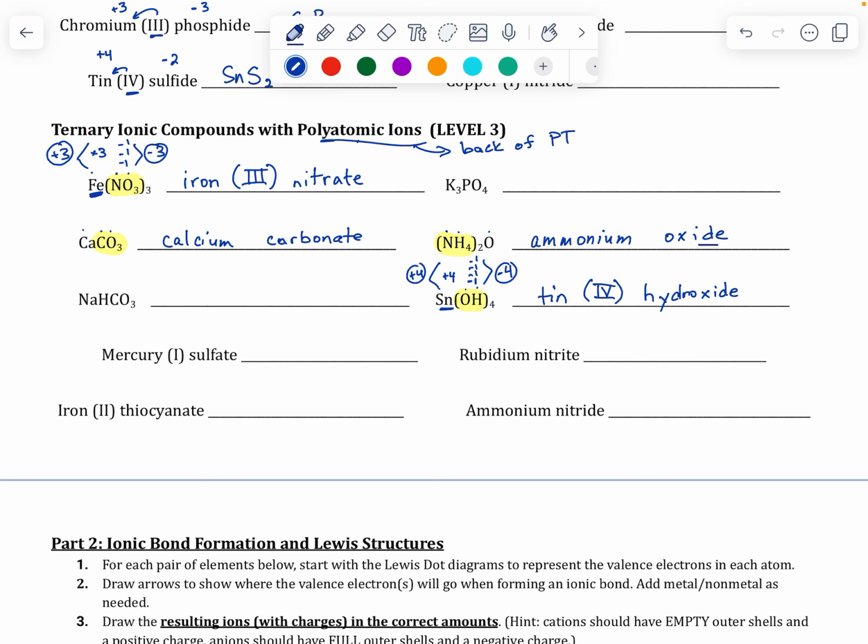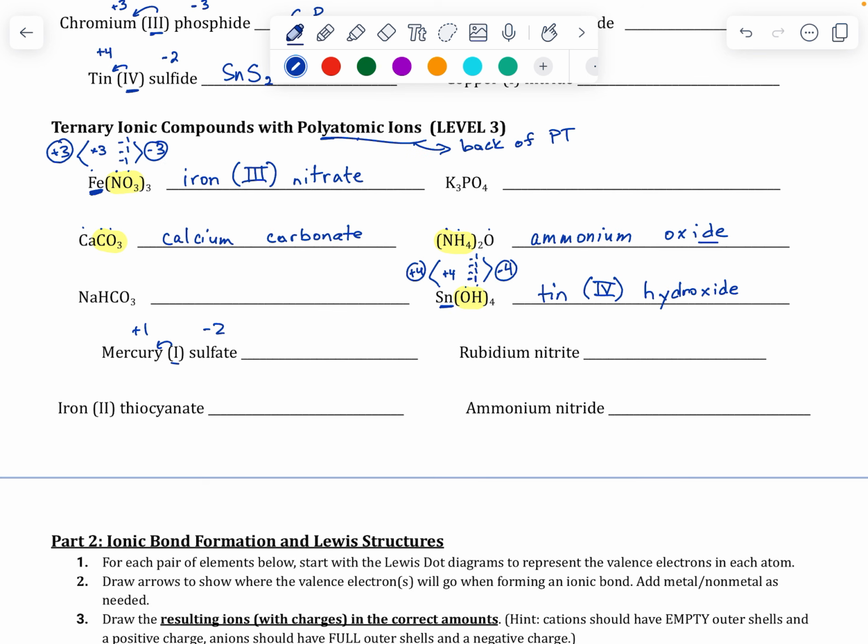All right, now let's go to the bottom part here. I'll just do them all here. For mercury, mercury 1, again, tells me there's a +1 charge. Sulfate, -2 ion charge. You can do the crisscross method, notebook paper method, mathematical method, it does not matter to me. Whichever one you prefer, please use. Mercury's Hg. I need 2 of those to balance out one sulfate group.